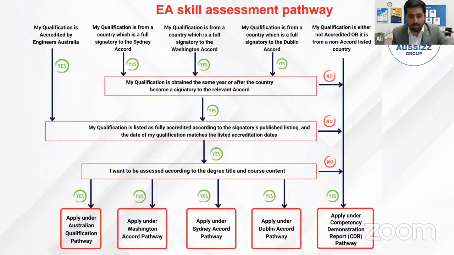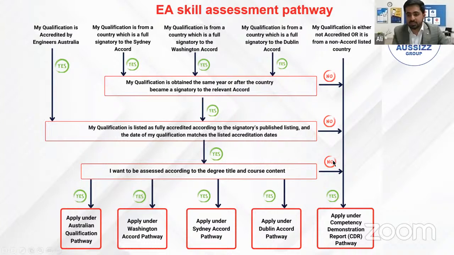applicants, or you know, clients, they did masters, for example, masters of mechanical engineering. Now that can be assessed as mechanical engineering because that's the title and that's the course content. But if the same person wants to get skills assessment in a different occupation, let's say production engineer or industrial engineer, they can do that as well, but then they cannot go under any of these four pathways mentioned below.